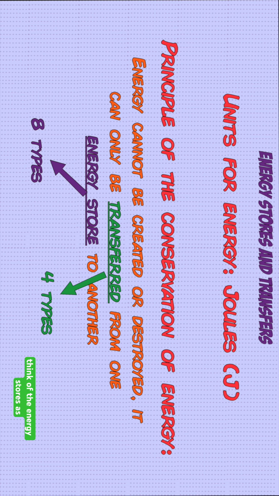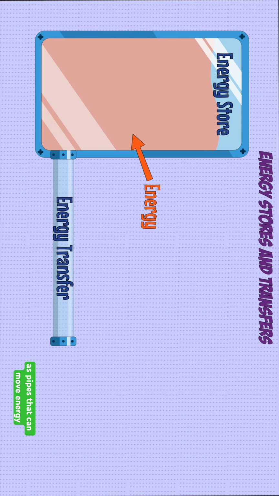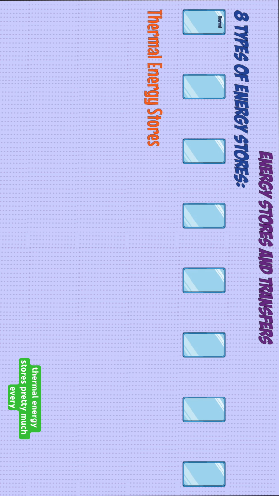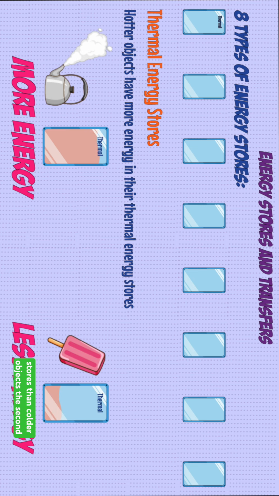You can think of the energy stores as containers that hold energy and transfers as pipes that can move energy from one store to another. The first type of energy store is thermal energy stores. Pretty much every object in the universe has thermal energy, but the hotter objects have more energy in their thermal energy stores than colder objects.